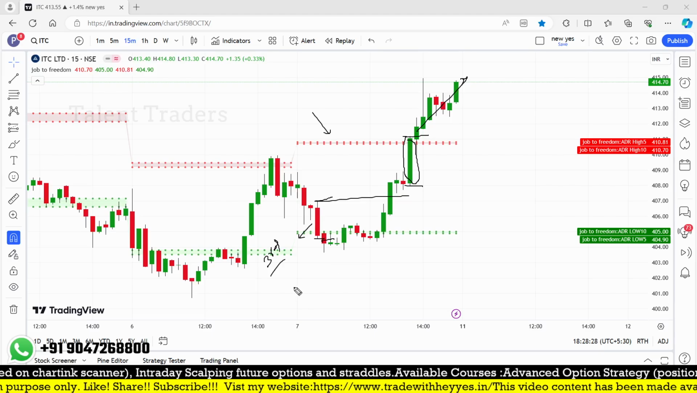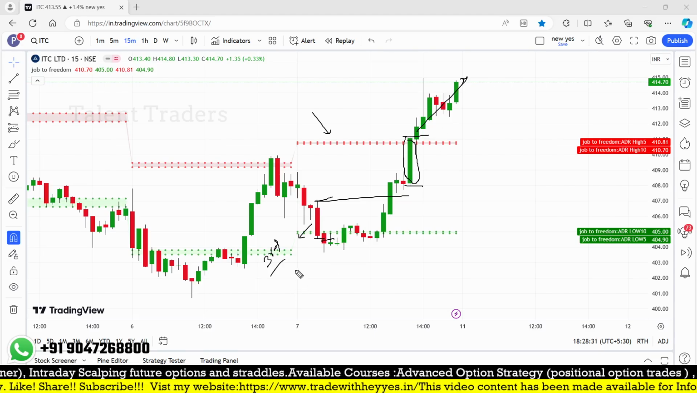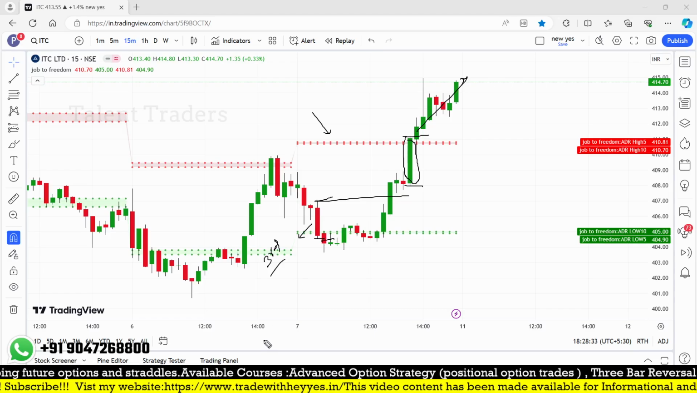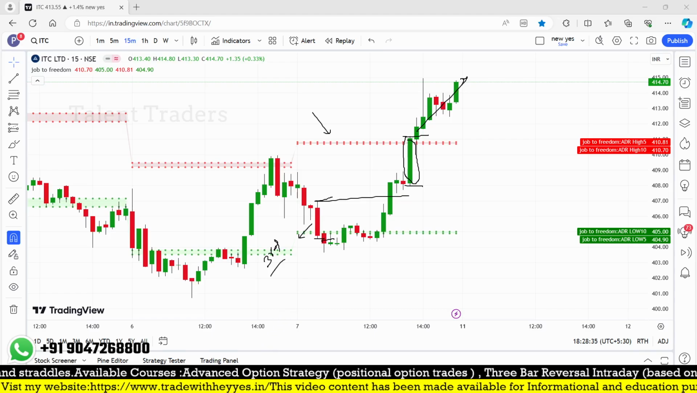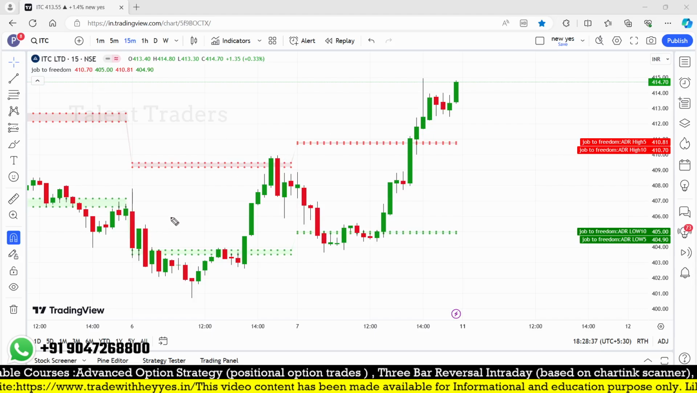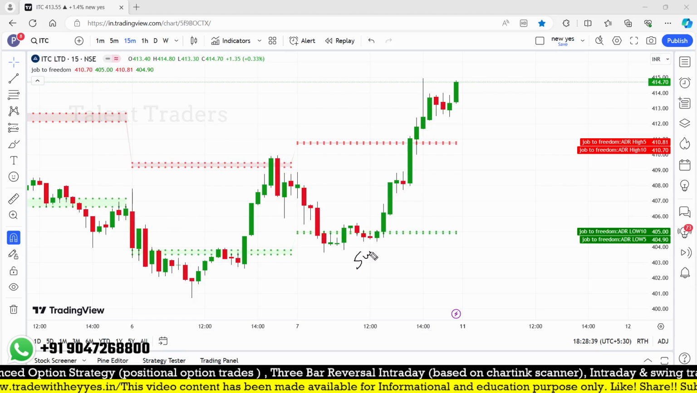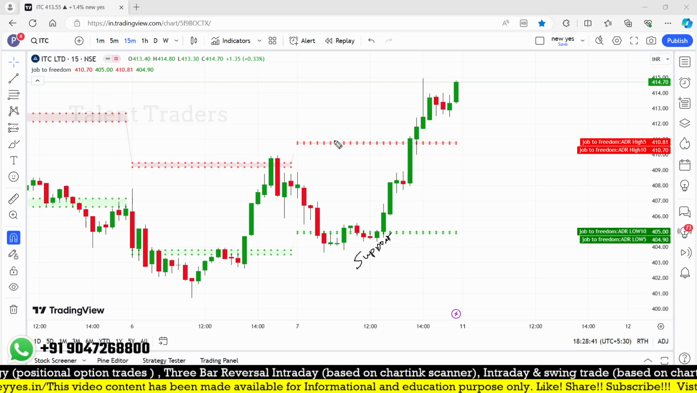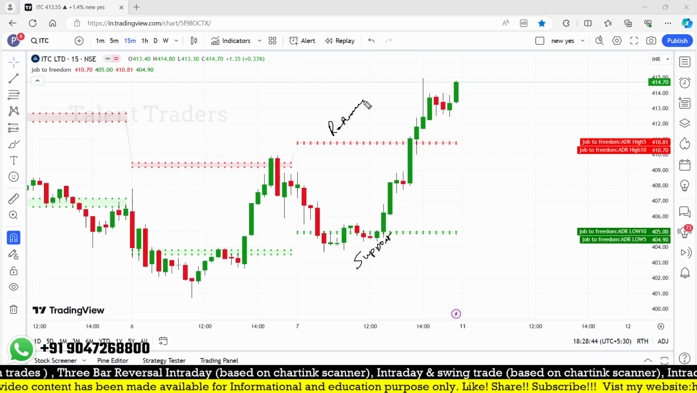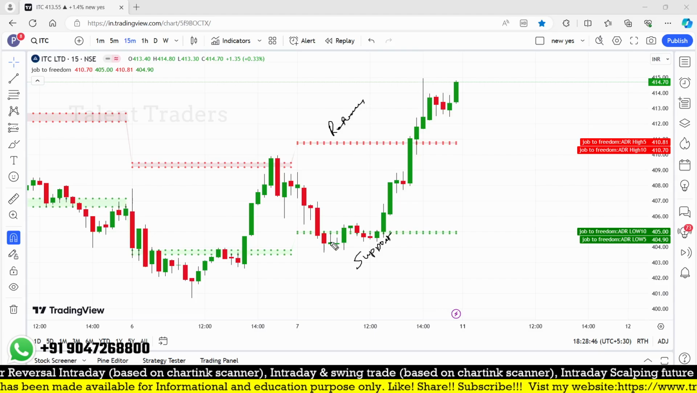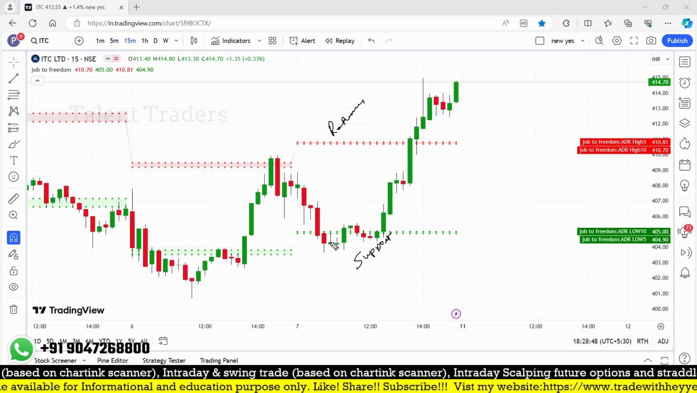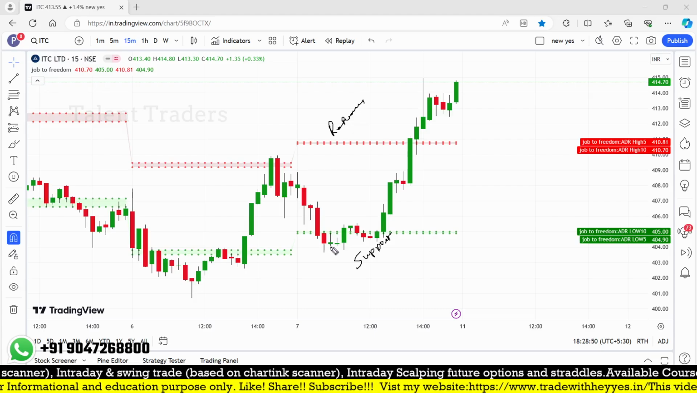For a fresh trade, we are not going to focus around 2 o'clock or 2:30, but it is a reversal trade. And one more thing, this ADR level can act as a support and resistance also. If you are following it only as support and resistance, we are not using that for a breakout. But if you are using support and resistance, I'll tell you one interesting thing.